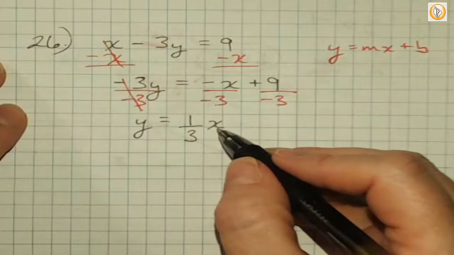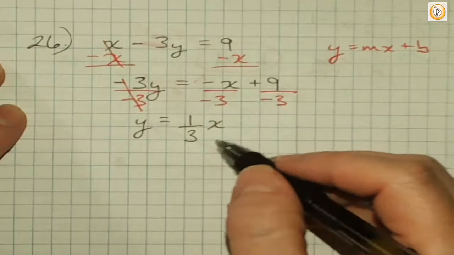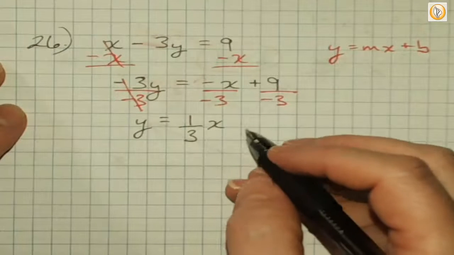That tells you it's your slope. If you didn't have an x there, then these two would combine, and it would be a wrong answer.